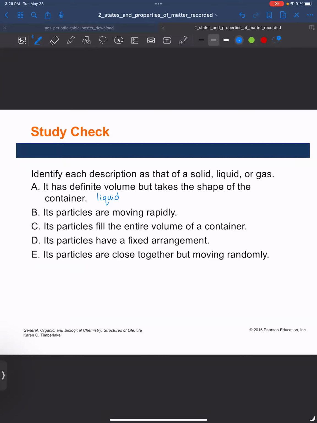Its particles are moving rapidly. What did you put for that one? Excellent. It is a gas. Its particles fill the entire volume of a container. What did you put for that state of matter? Good. It's a gas. Its particles have a fixed arrangement. What did you put for that one? Good. That's a solid. Its particles are close together, but moving randomly. Excellent. Yes, it's a liquid.